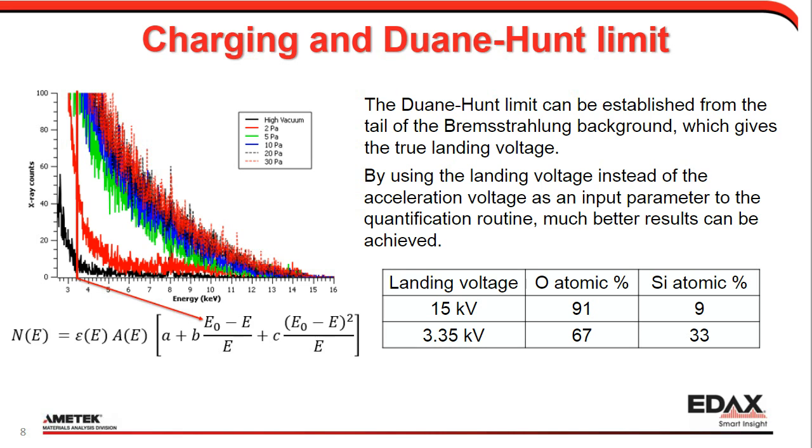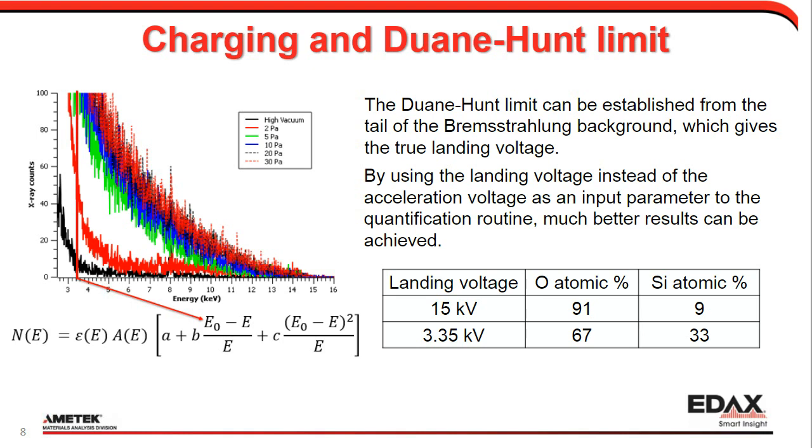You can see here it says it's 91 atomic percent oxygen, 9% silicon. This is a quartz sample. It's supposed to be SiO2 or 67/33 roughly. But you can see if I change my model or change the input parameter to my model based on the background tail here and tell it in reality I have 3.35 kilovolt and not 15, we get numbers that are much closer to the true stoichiometry of the sample.